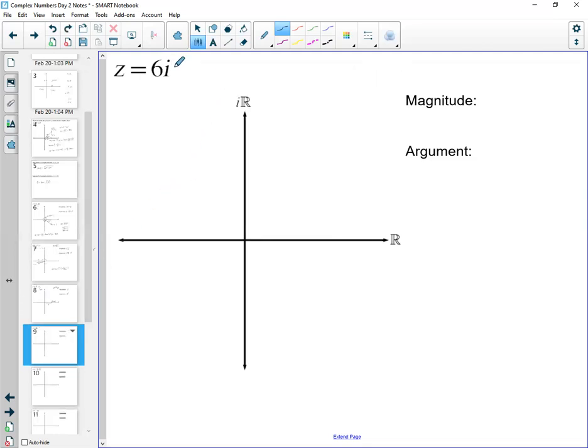And not surprisingly, this one is 6i. This is like 0 plus 6i. So again, a is 0, b is 6. So I go left and right none, and I go up 6 to 6i. Again, you can still do the same trick for magnitude, the square root of a squared plus b squared. But how far is it from here to here? Well, you go up 6, so 6. And the argument of this is, from the positive x-axis counterclockwise, 90 degrees.